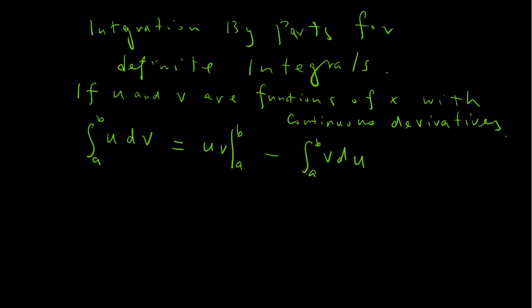So we choose u to be inverse tan of x, and then v. You have no other choices. dv has to be x times dx, right? And then we compute du.